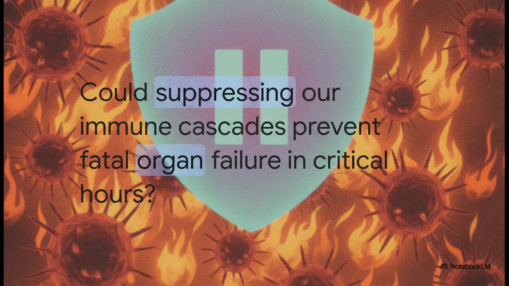Which brings us to a final, pretty provocative thought. We've seen how the macroscopic injury triggers this overwhelming microscopic response. But if the very immune cascades designed to save us, like IL-6 and complement activation, are ultimately what cause fatal organ failure, where does that leave us? Is the future of trauma care found not just in blindly replacing lost blood, but in finding precise ways to actively suppress our own immune system in those critical first hours? Definitely something to chew on.